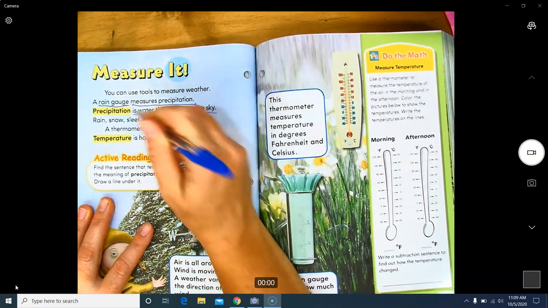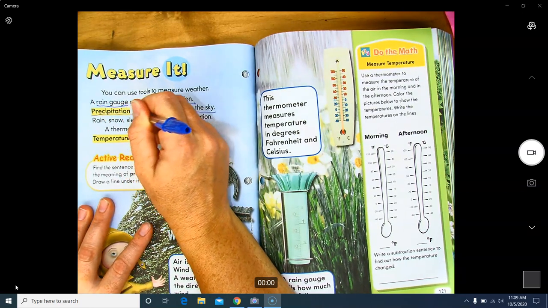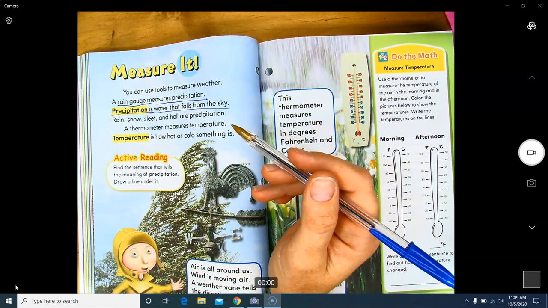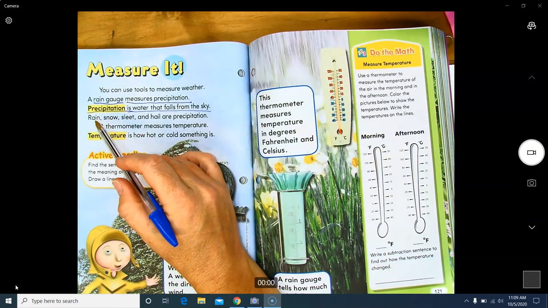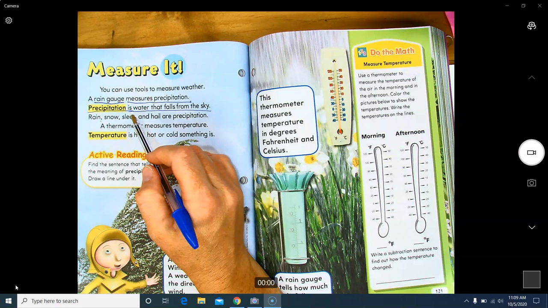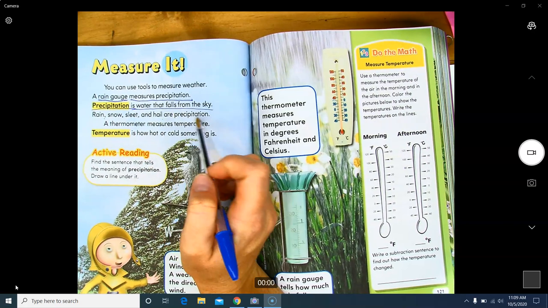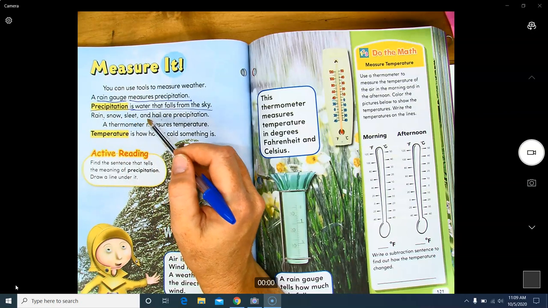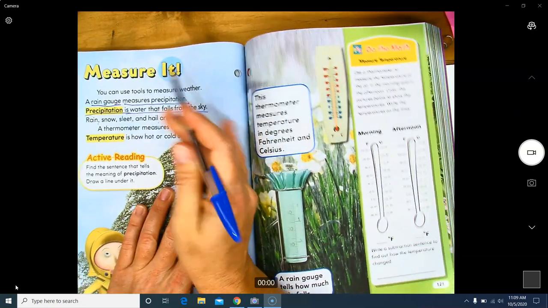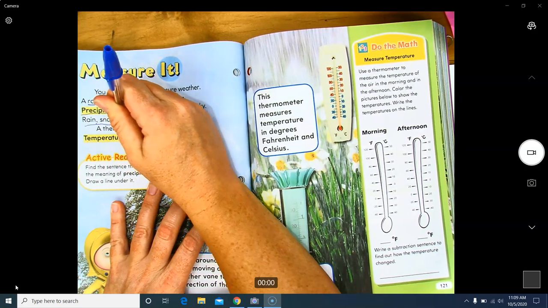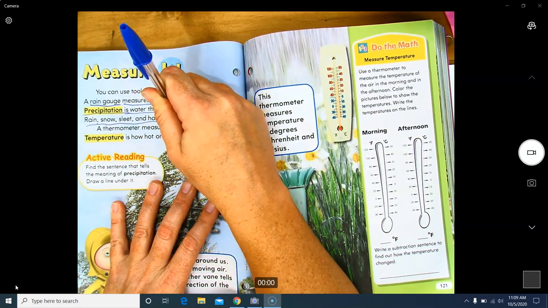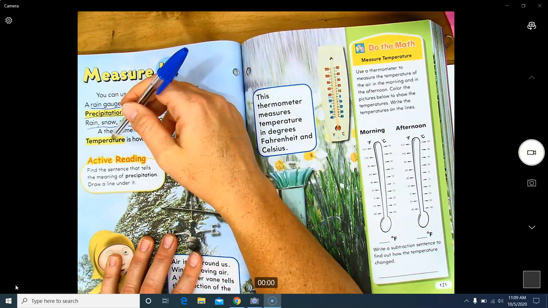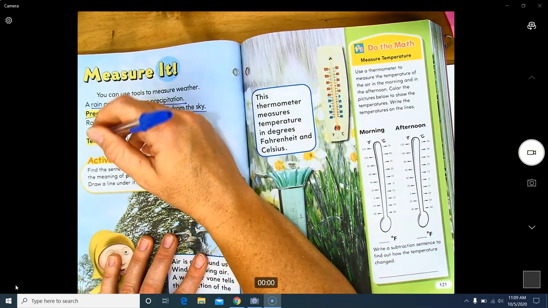So, what do you think that is called? Precipitation is water that falls from the sky. So, what's water that falls from the sky called? Rain. Rain, snow, sleet, and hail are precipitation. So any of these is considered precipitation. A thermometer measures temperature. Temperature is how hot or cold something is.